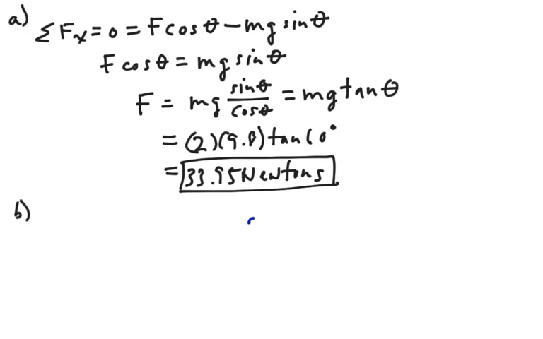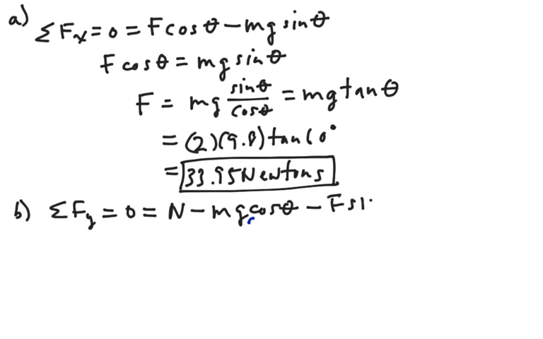For part B, let's look at the summation of all the forces in the y direction. That should be 0, and that's equal to the normal force minus mg cosine theta, and then minus F sine theta, because they're in opposite directions. I could define either direction as my positive direction, because it's equal to 0, one against the other. But I've set it up this way. So my normal force will be equal to mg cosine theta plus F sine theta.